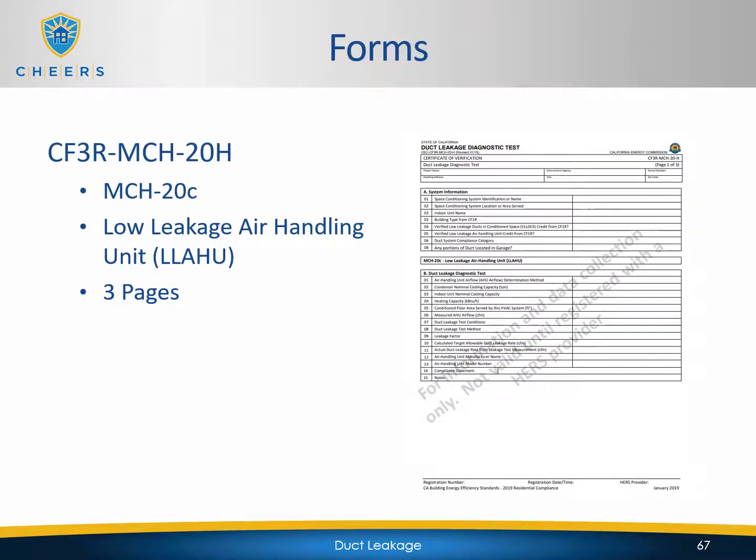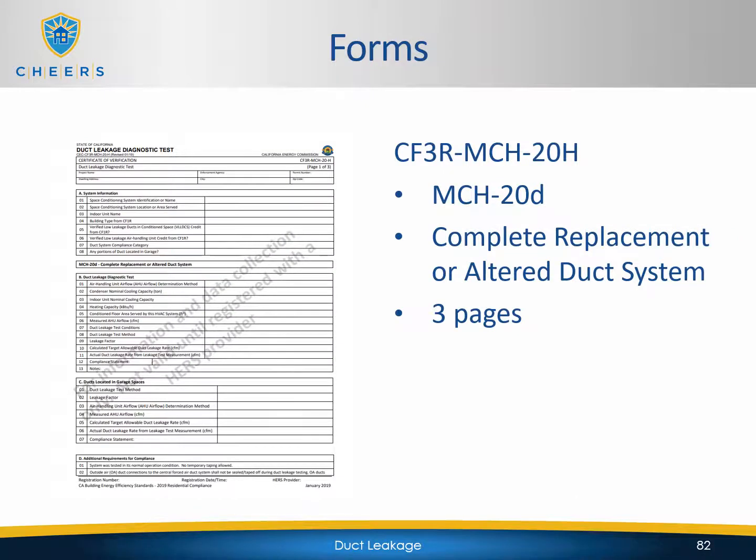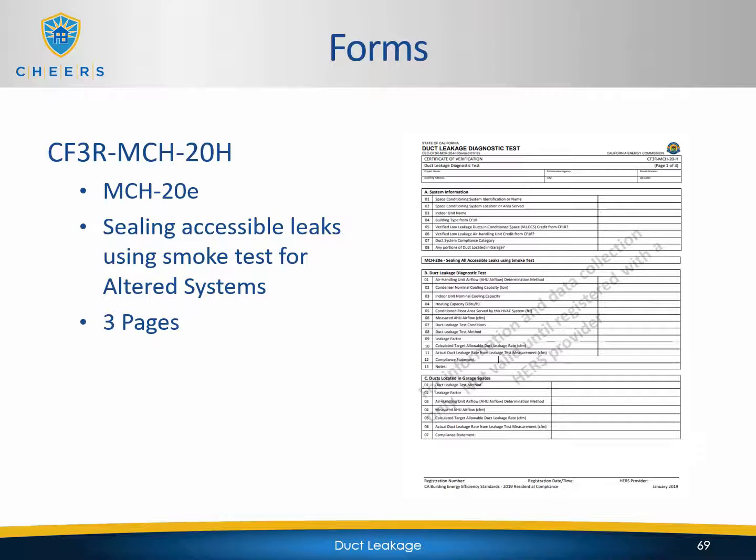The MEC 20C will be used when the low leakage air handling unit measure is taken. Again, this is a separate measure from duct leakage, but it does require a duct leakage test to be performed, and so the 20C will be used to document the results for that low leakage air handling unit. The MEC 20D is used for complete replacement or altered duct systems. And then last we have the MEC 20E, which is for use when sealing accessible leaks using the smoke test for altered systems. So you've got an altered system, you're doing the smoke test, that's going to be the MEC 20E.